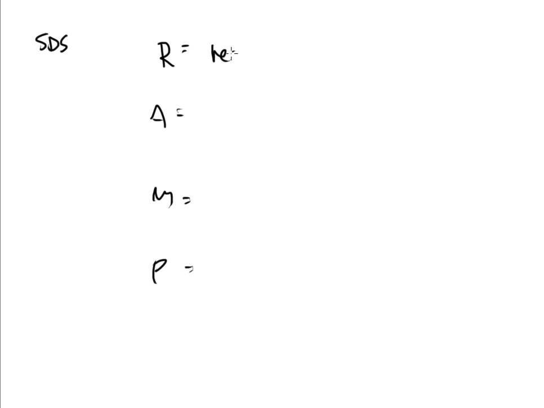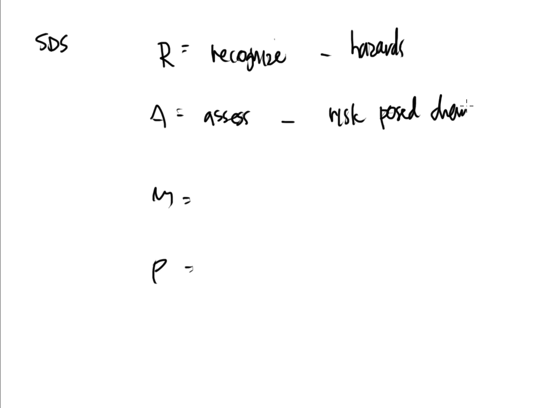So R is, of course, recognize. What do we want to recognize? We want to recognize the hazards of chemicals, and we now know where to find that. So assess the level of risk posed by the chemical. Again, we know where to find that as well. That's all in the SDS sheets that are available to me very easily off of the internet or in a laboratory environment.